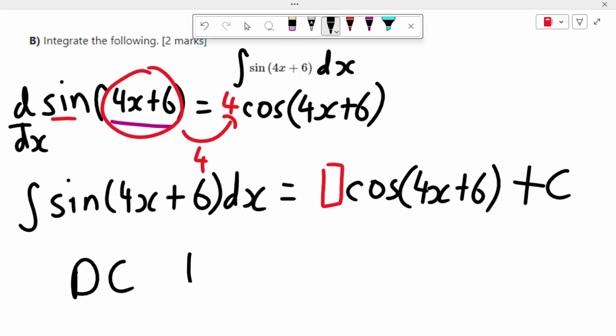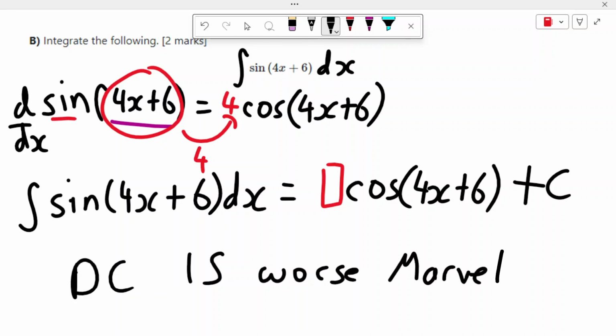DC Comics is worse than Marvel, right? All right, I don't know, maybe Batman's a bit better, but most of the DC movies have been a bit average.